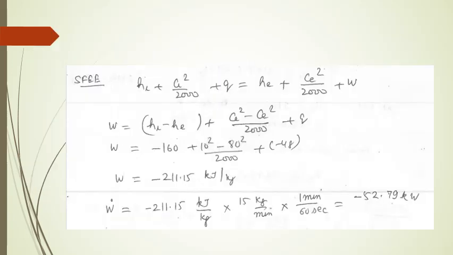Now we write the steady flow energy equation, and finally we get the value of W by putting in all the given parameters, and the value of W is minus 211.15 kilojoule per kg. Now, as we have got the value of W, that is the power input to the compressor, we want to convert it into kilojoule per second. So we multiply it with the mass flow rate, and we get the value minus 52.79 kilowatt.